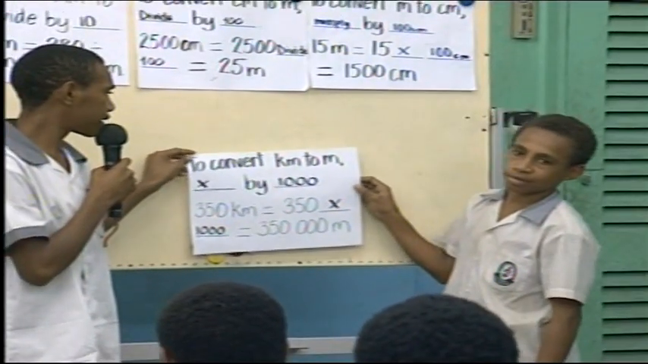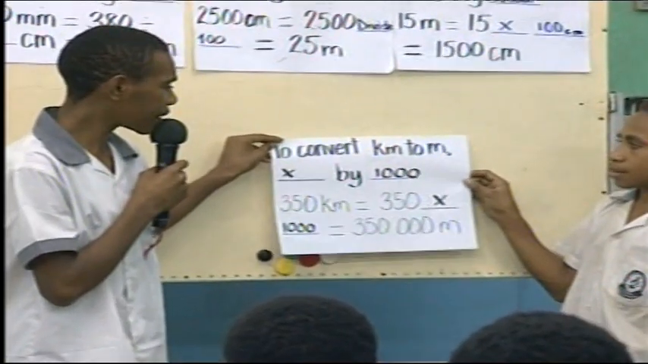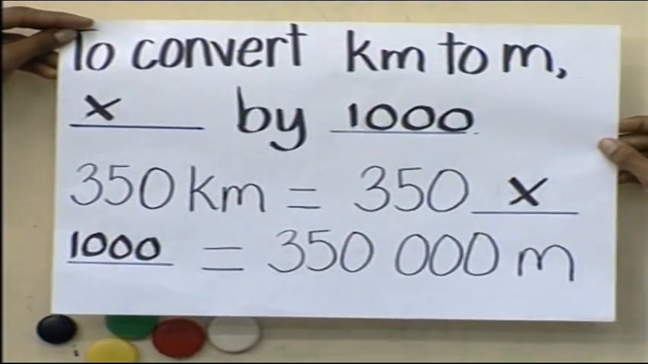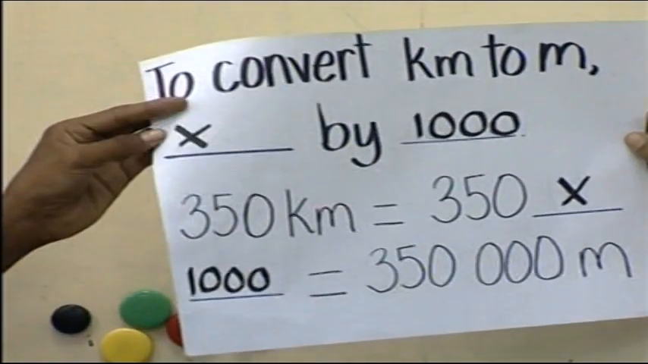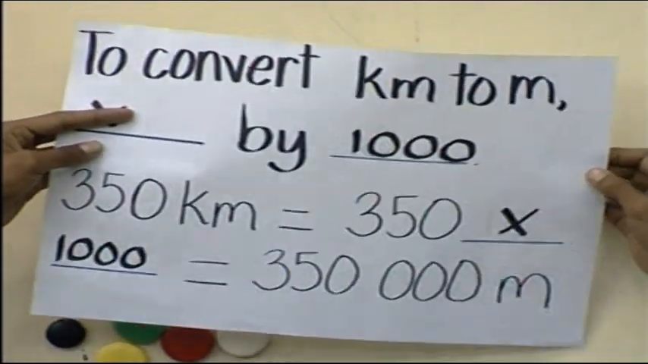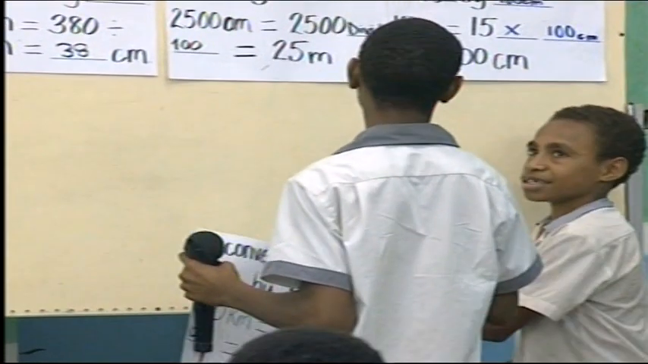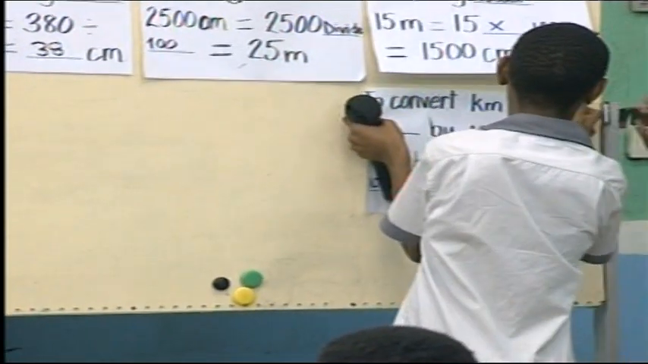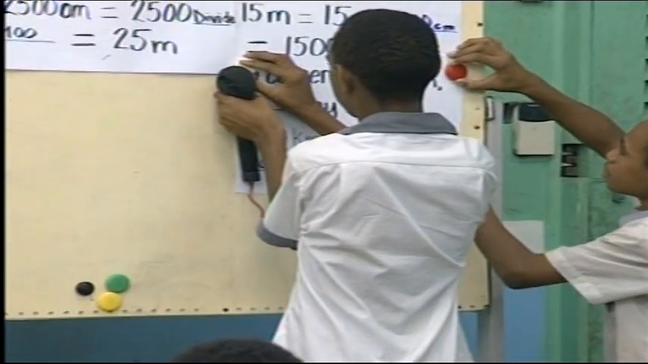To convert kilometer to meter, times by 1,000. 350 times by 1,000 will give you 350,000 meters. Okay. Thank you. Put it up. All right, the last group, please.